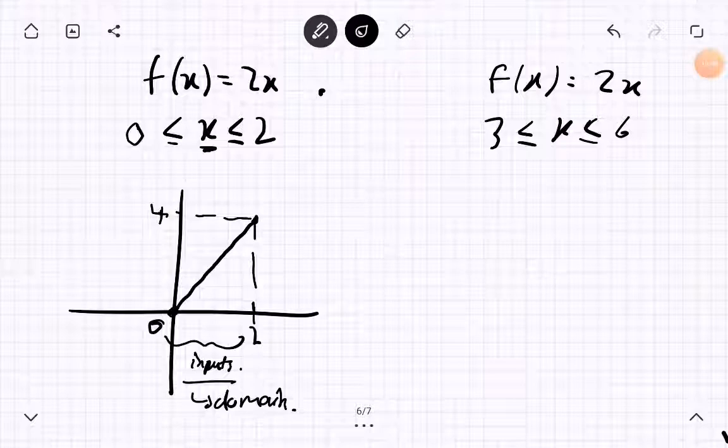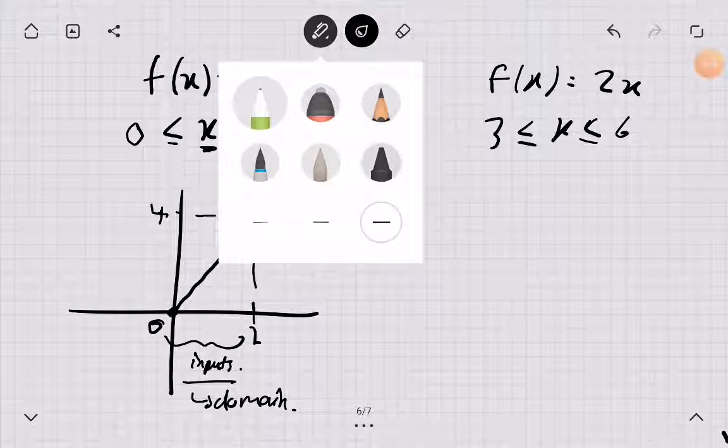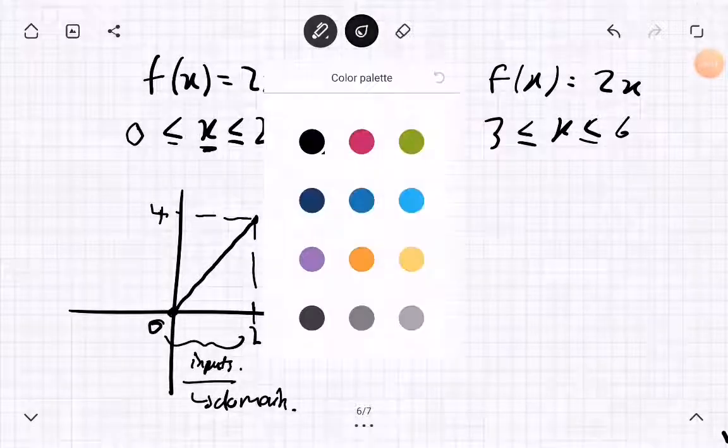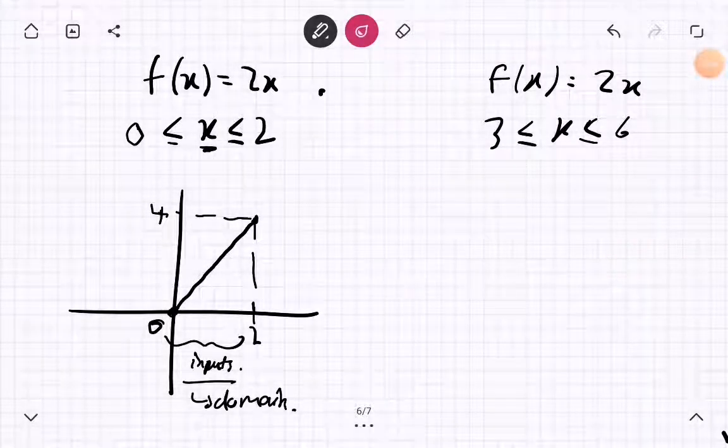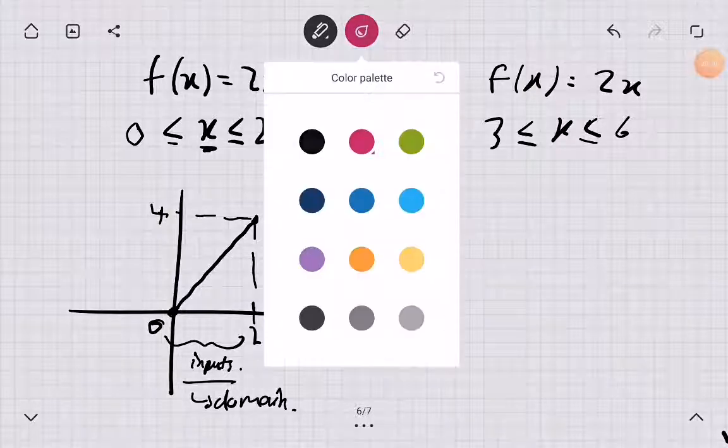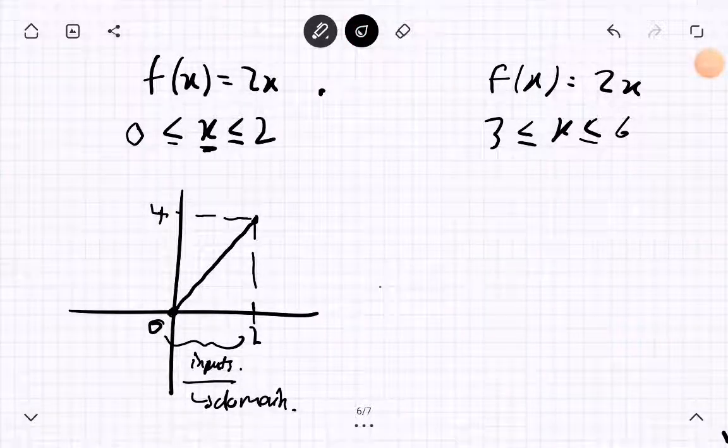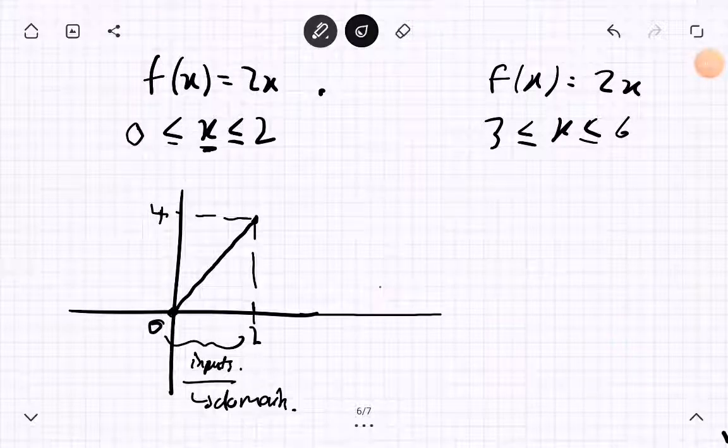All of that whole interval is the domain. Next, let's look at the other function. So with a different domain, let me just extend this line further. So let's say this is 3 and this is 6.